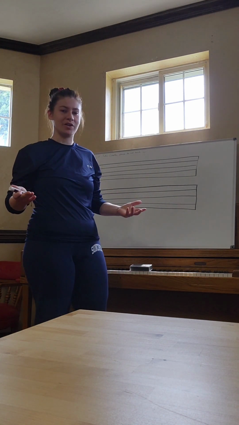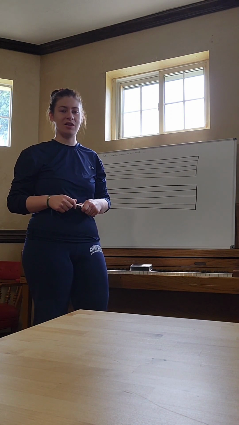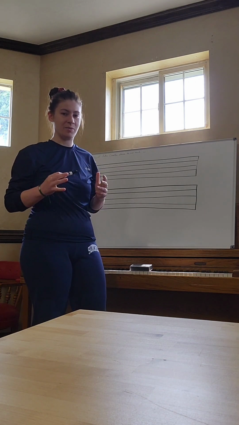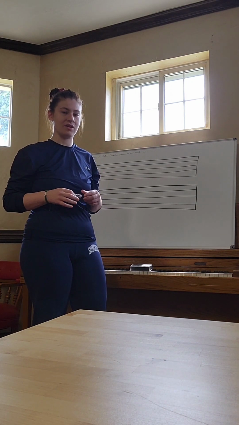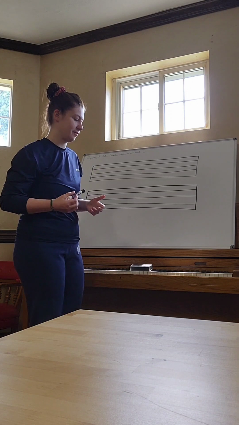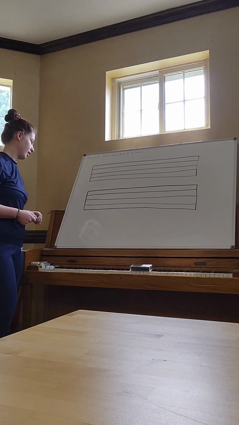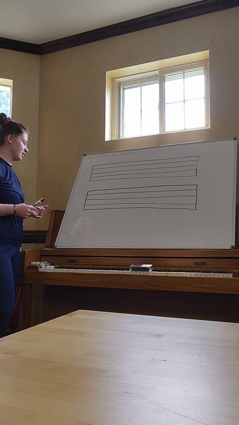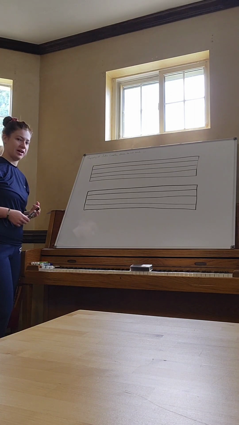So, we're going to start off not necessarily with our do, re, mi's, but with the basics of music theory. We're going to first start off with learning about staffs, clefs, and ledger lines.